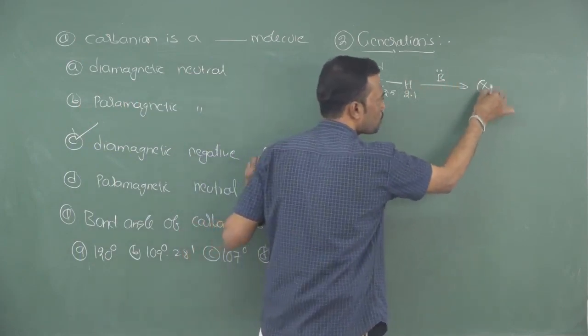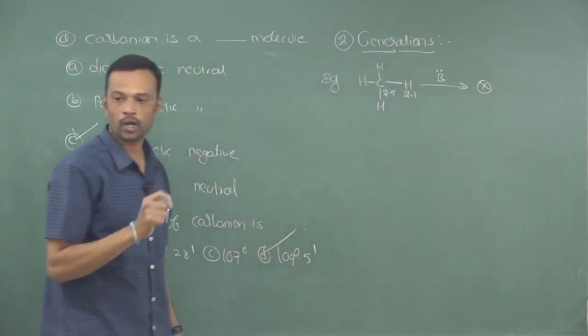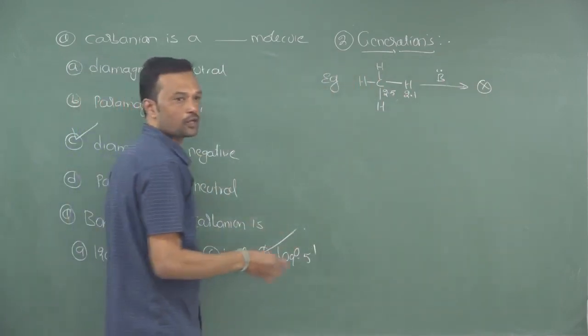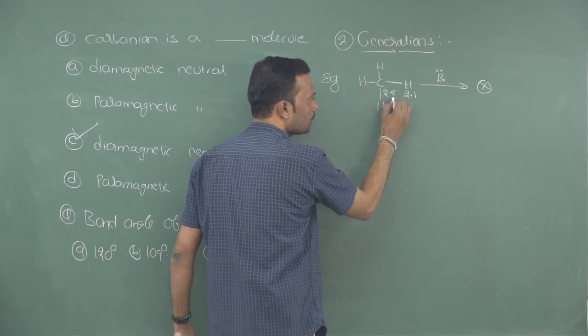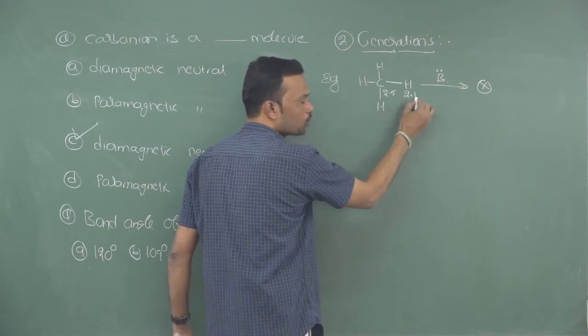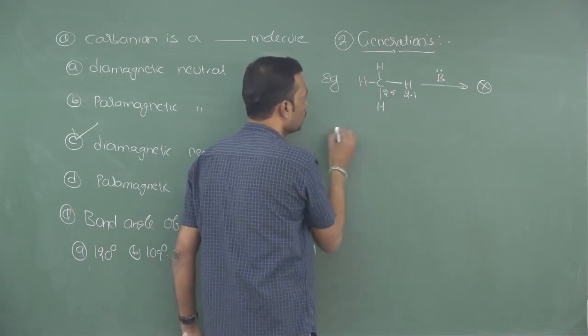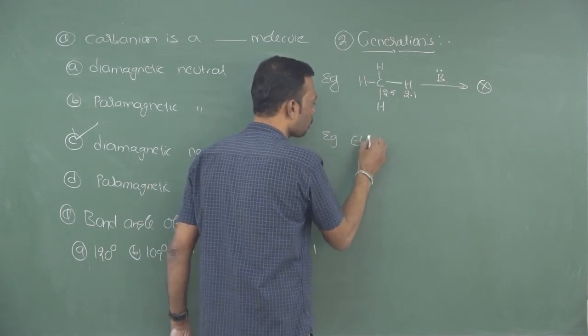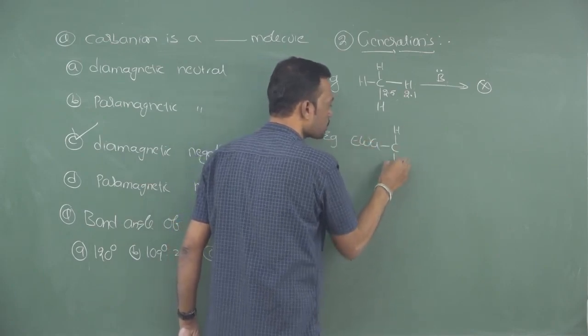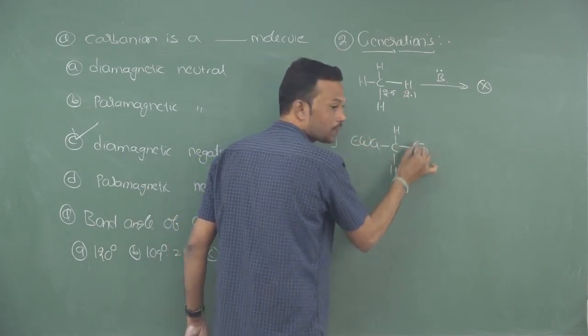So reaction is not possible. Why? Because now polarity is not a large difference. There is little difference in their electronegativity: 2.5 to 2.1 means only 0.4. So by substituting an electron withdrawing group on carbon, what happens? See, polarity very rapidly increases.